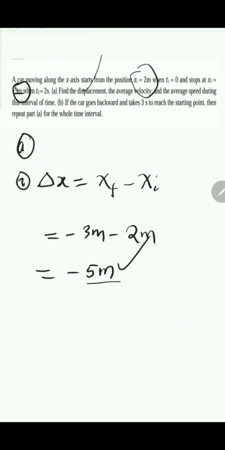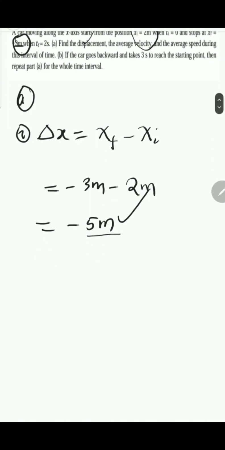It is fine to obtain a negative for displacement, because the negative tells us a direction. Getting either a positive or a negative displacement is not a problem.